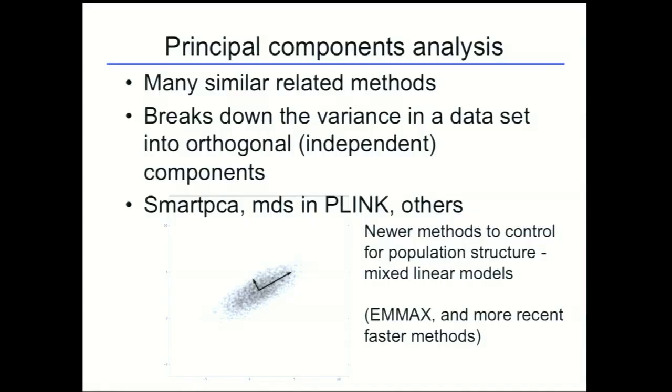But there are other methods which involve stuff called mixed linear models, which I'm not going to really go into. But just to point out, one of the first tractable or computationally feasible methods is called EMMA-X, and there are actually many more recent, faster methods. So if you just look up mixed linear models and ancestry in PubMed, you'll get a whole slew of these.